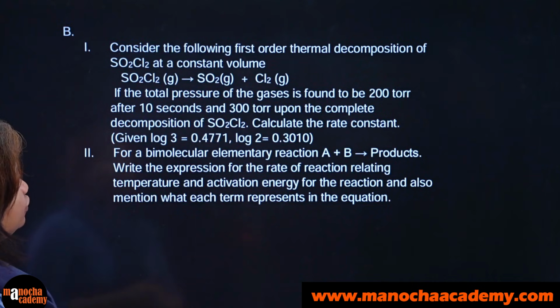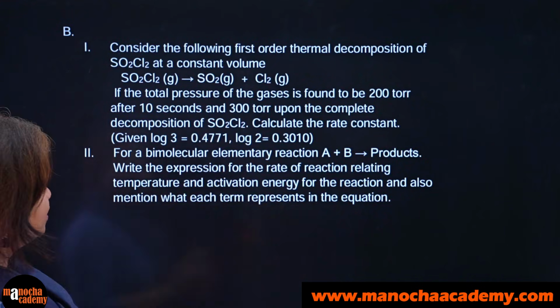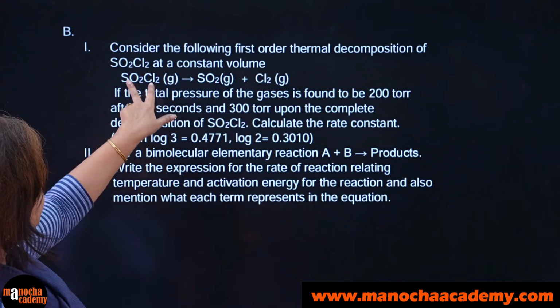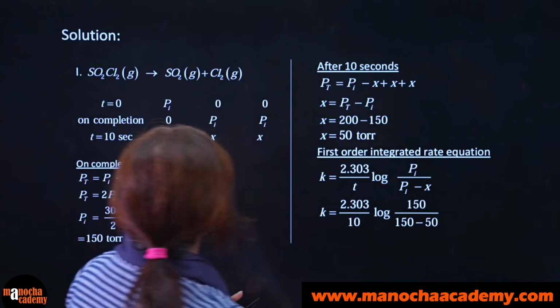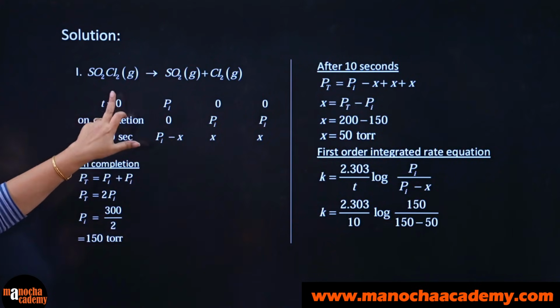PT is given to you: 200 torr after 10 seconds and 300 torr upon the completion of decomposition. That means calculate the rate constant. Here also log values are given. So initially, I'll not write this too much. I'm showing it from here. Yes, that's best. T equal to 0.